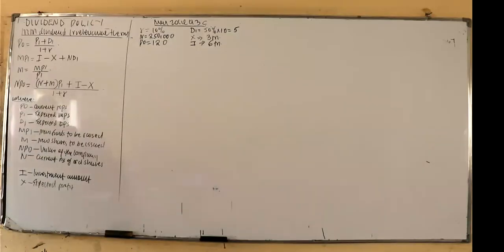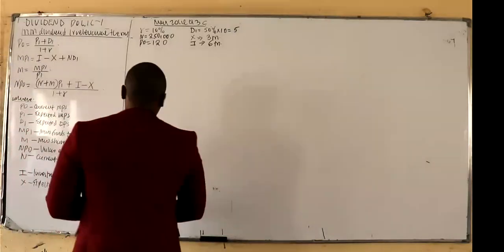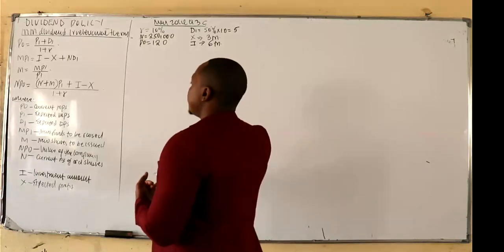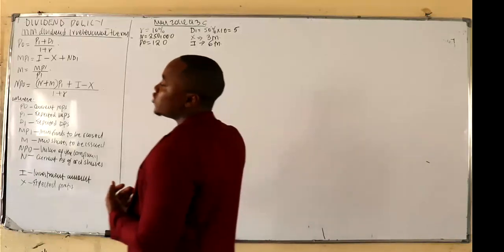Required: using the Modigliani and Miller model, show that the payment of dividend does not affect the value of the firm. What does that mean? That means when the company pays dividend, or if it doesn't pay the dividend, the value will remain to be the same.